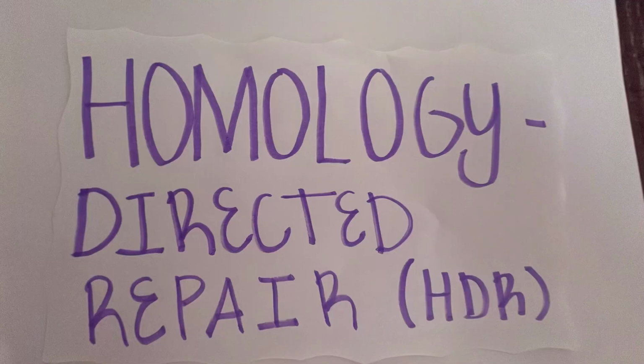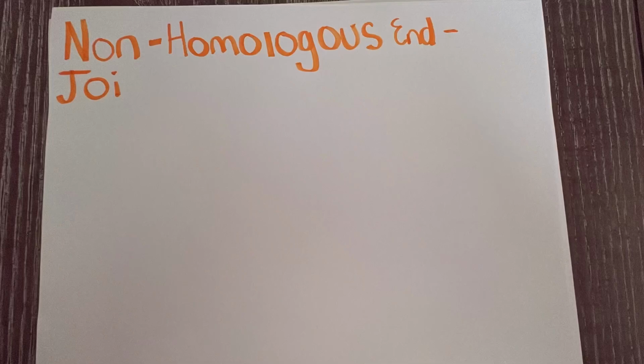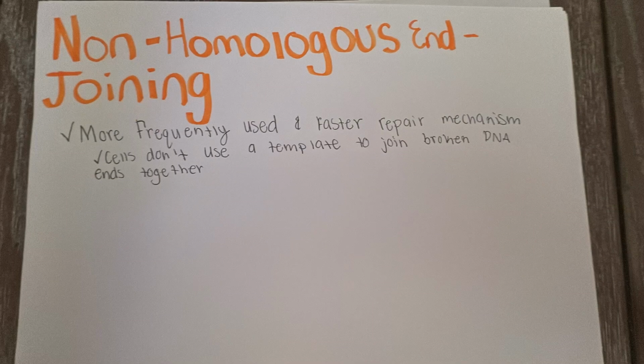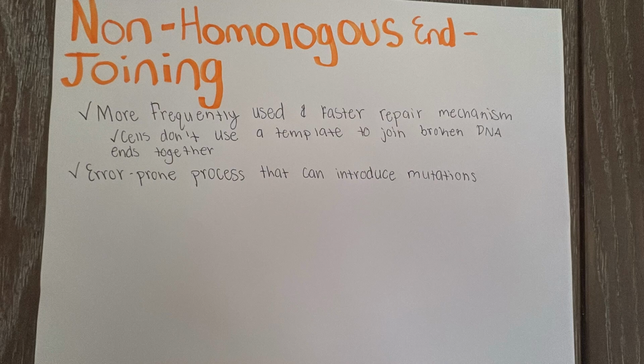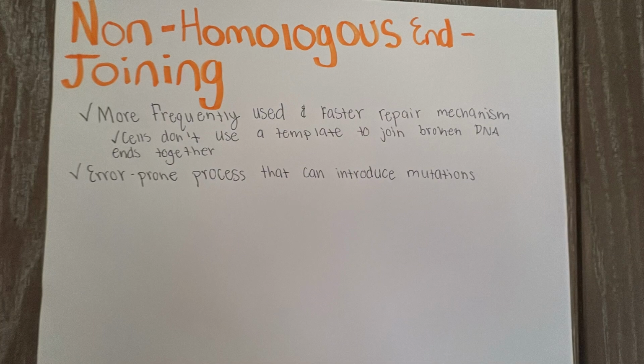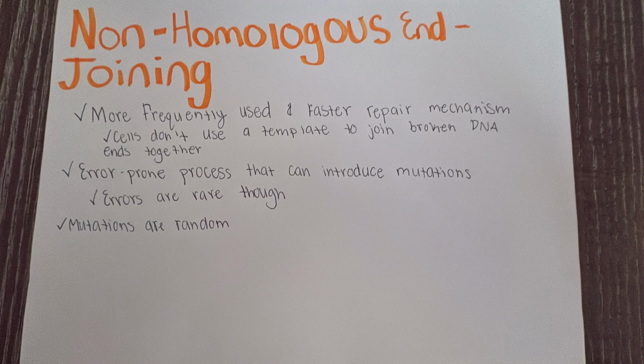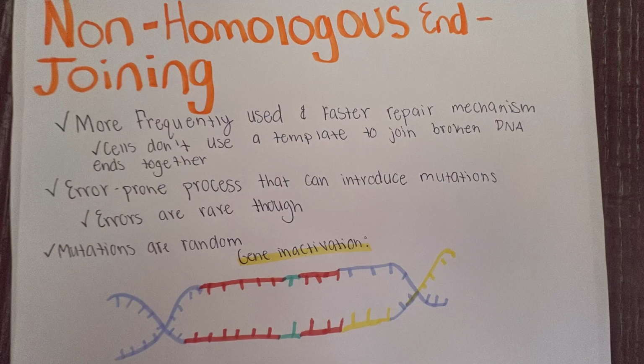Non-homologous end joining versus homology-directed repair. NHEJ vs HDR section. Non-homologous end joining is more frequently used, a faster repair mechanism. This process involves the cells not using a template when joining broken DNA ends together. It is an error-prone process because it introduces mutations. Most of the time, these mutations are random.